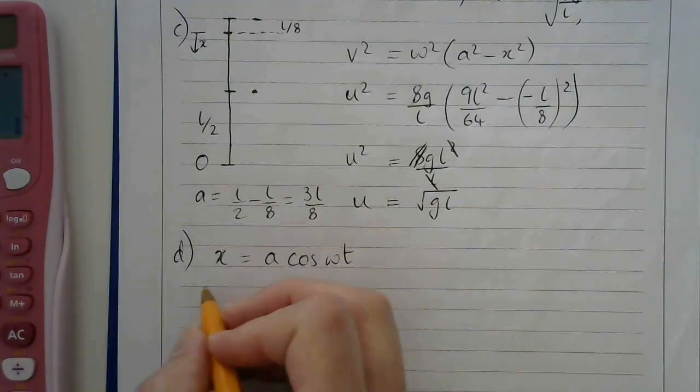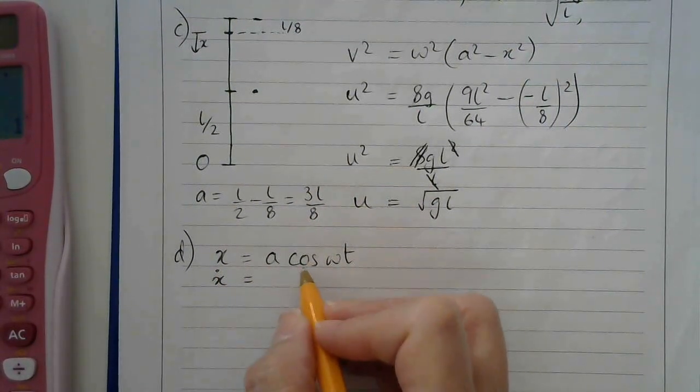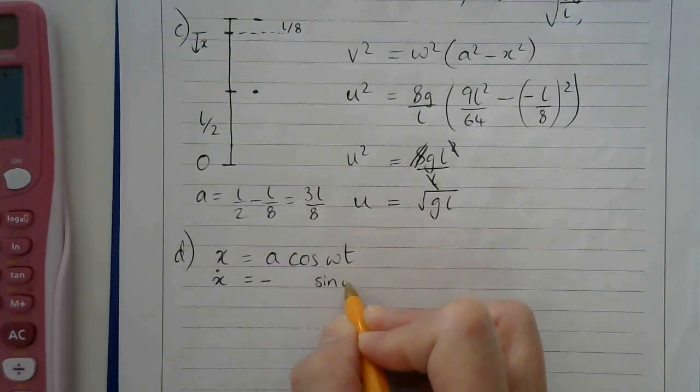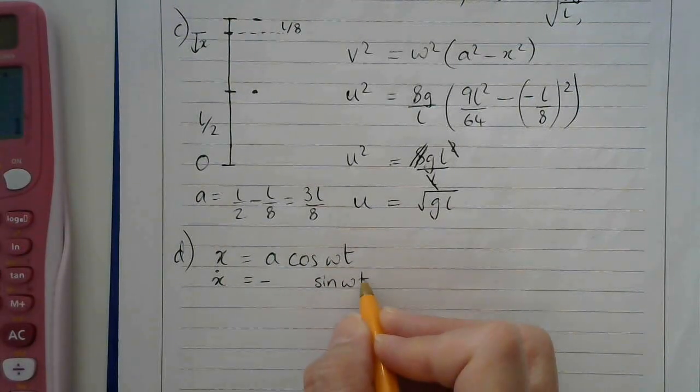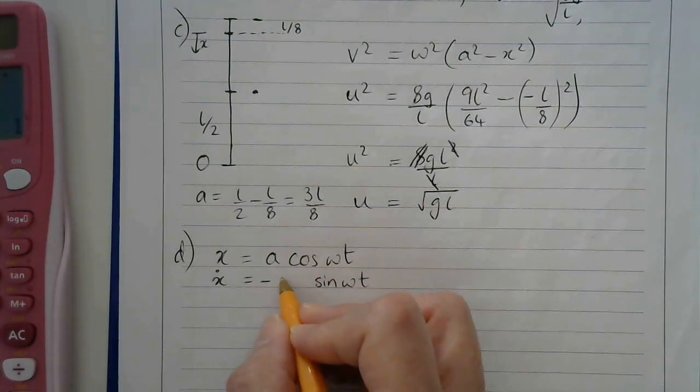Then I can differentiate this with respect to t, so I'll get x dot, and here cos differentiates to negative sine omega t, and using the chain rule, this bit differentiates to give me omega, so I need a omega.